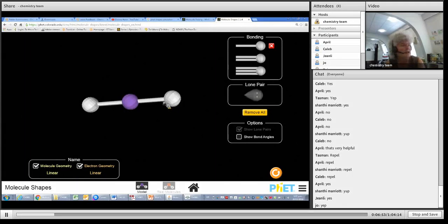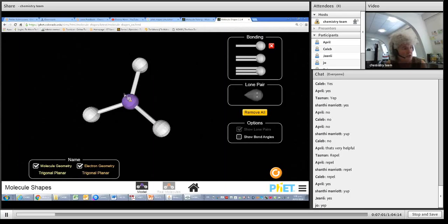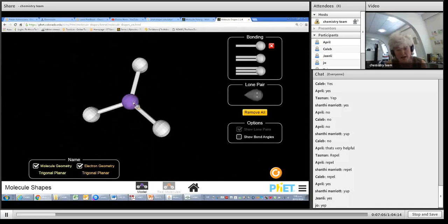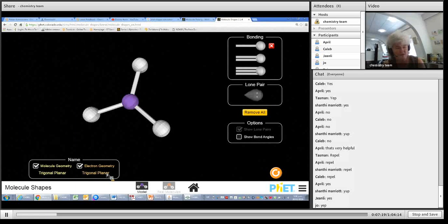Okay, if I added another bond to it, I've now got three areas of negative charge. So they're going to repel each other to the maximum amount. So it's a trigonal planar. And because I don't have any lone pairs of electrons, non-bonding pairs of electrons, notice that the molecular geometry is the same as the electron geometry. Okay, because every area of negative charge is a bond.